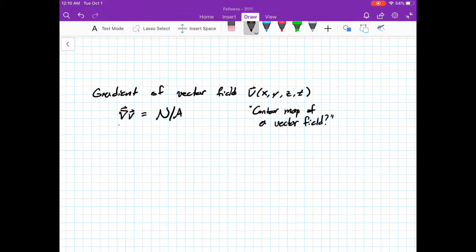Another way you can think about it is we're kind of multiplying two vector quantities, and you don't multiply vector quantities by just sticking them next to each other, right? If you're going to multiply them, you're going to do a cross product or a dot product, right? So that's one way you can remember that the gradient of a vector field does not exist.